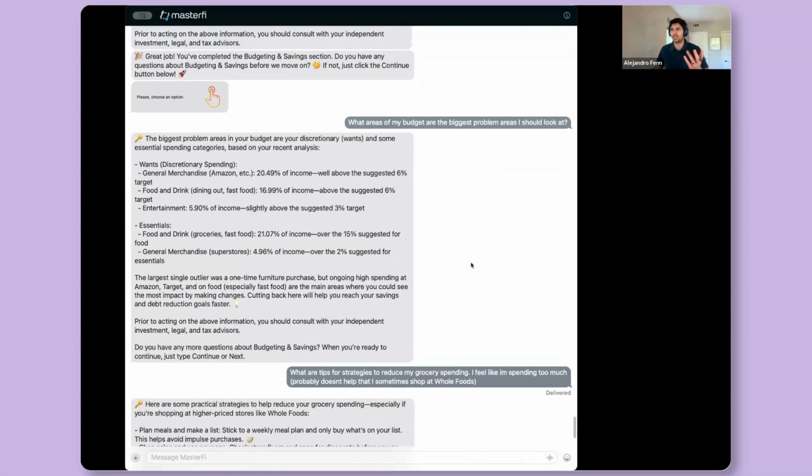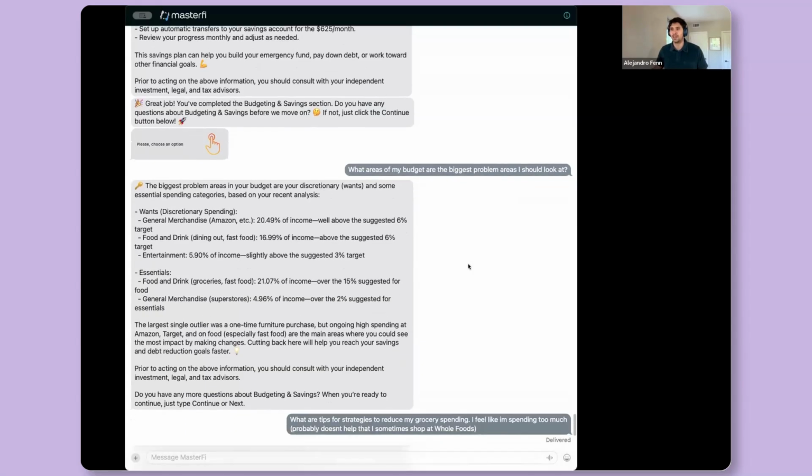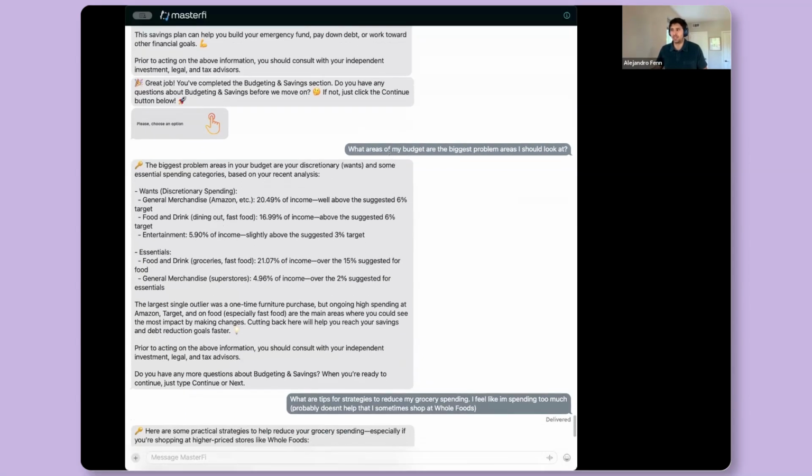So let me give an example here. I just reviewed my budget and went through and identified some areas where I could maybe save money. I asked it a very general question, basically asking it to analyze my budget: what are the biggest problem areas that I could look at as ways to improve?